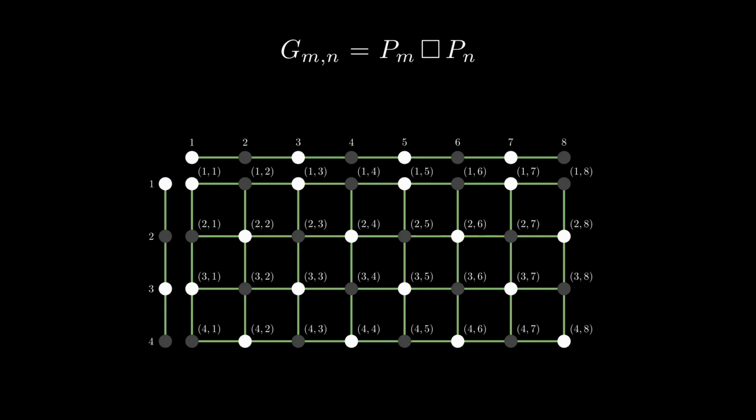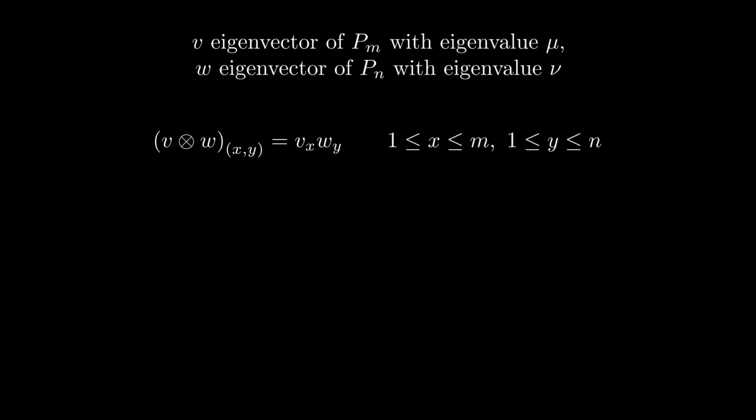It will turn out that the eigenvectors of GMN's weighted adjacency matrix K are basically the product of the eigenvectors of Pm and Pn. For eigenvectors v of Pm and w of Pn to eigenvalues lambda and mu, we define a new vector that is in a certain sense the product of the two. We index the entries with m times n and set the xyth component to be the product of the xth component of v and the yth component of w.